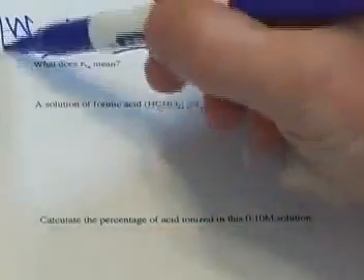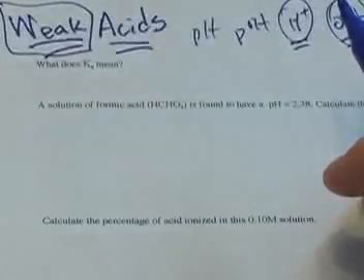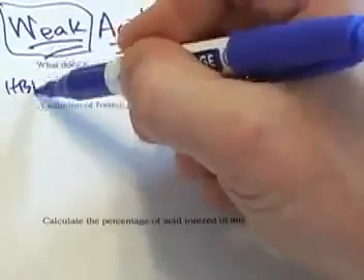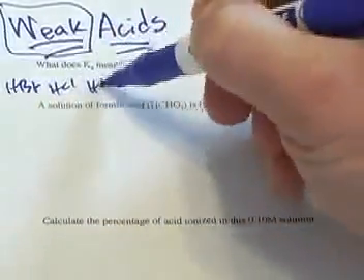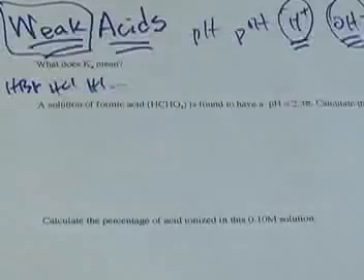Remember that weak acids are everything else besides the acids that you memorized. Remember HBr, HCl, HI, that whole thing? Those are the strong ones. Anything else that you encounter, always assume is a weak acid.